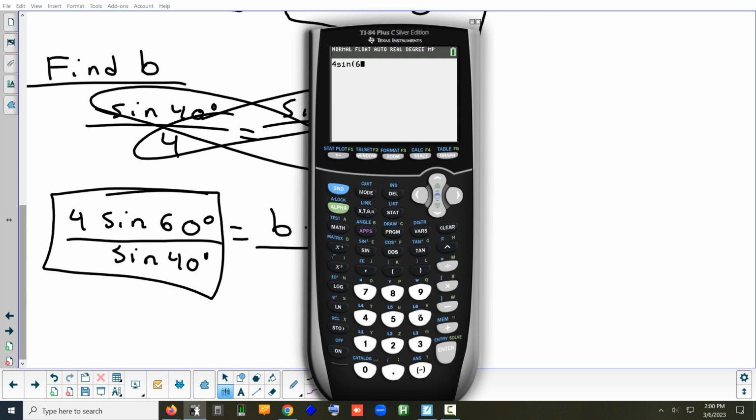Type in 4 sine 60. Make sure you close that parenthesis because we're done with the 60. And divide by sine 40. We're going to round all the answers to 3 decimal places. So we're going to put 5.389. That's the length of side B.